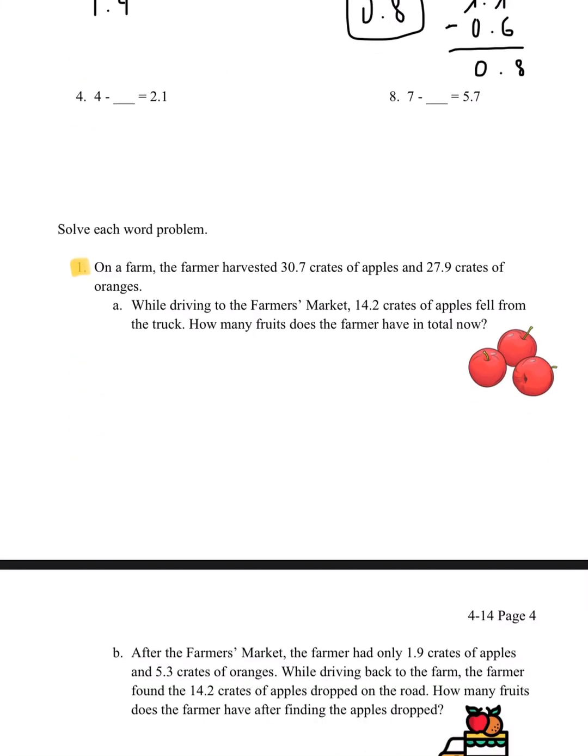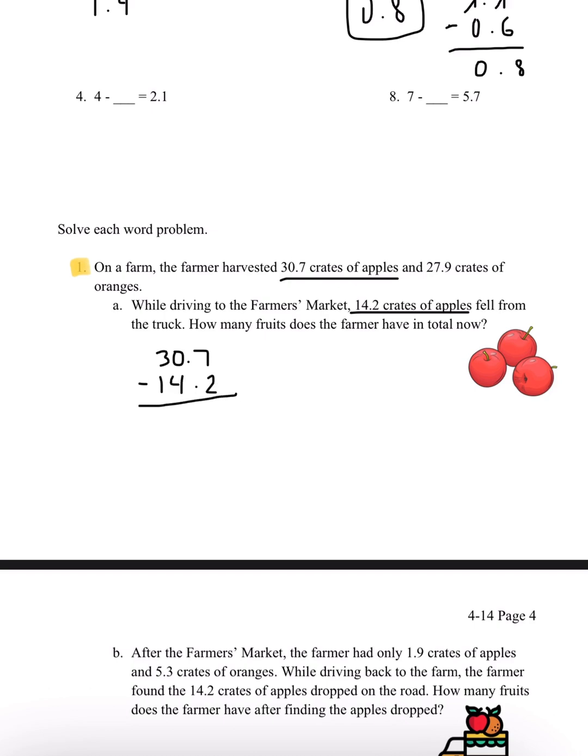Lastly, we have a word problem. I'll be going over number 1. It says, on a farm, the farmer harvested 30.7 crates of apples and 27.9 crates of oranges. A. While driving to the farmer's market, 14.2 crates of apples fell from the truck. How many fruits does the farmer have in total now? So, we just have to find apples. So we had 30.7 crates of apples, but 14.2 of apples fell. So we're going to be subtracting the total, 30.7, and how much it fell, which is 14.2.